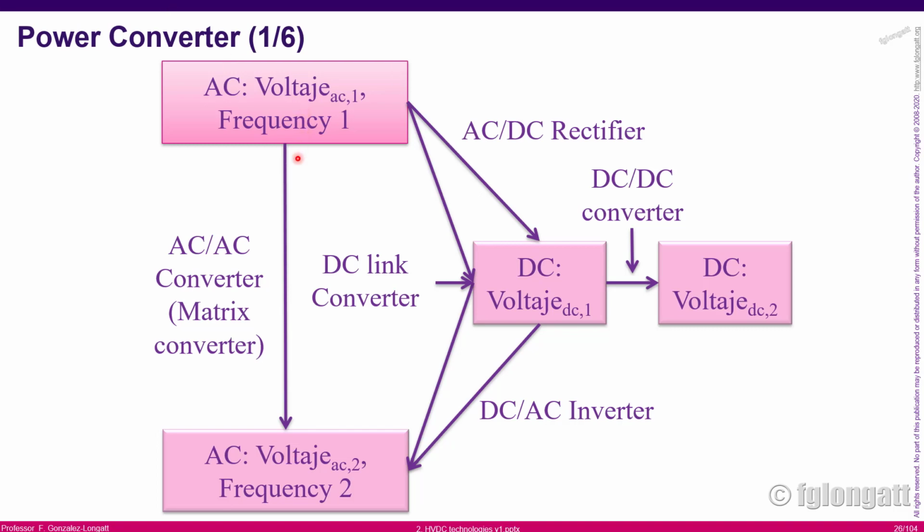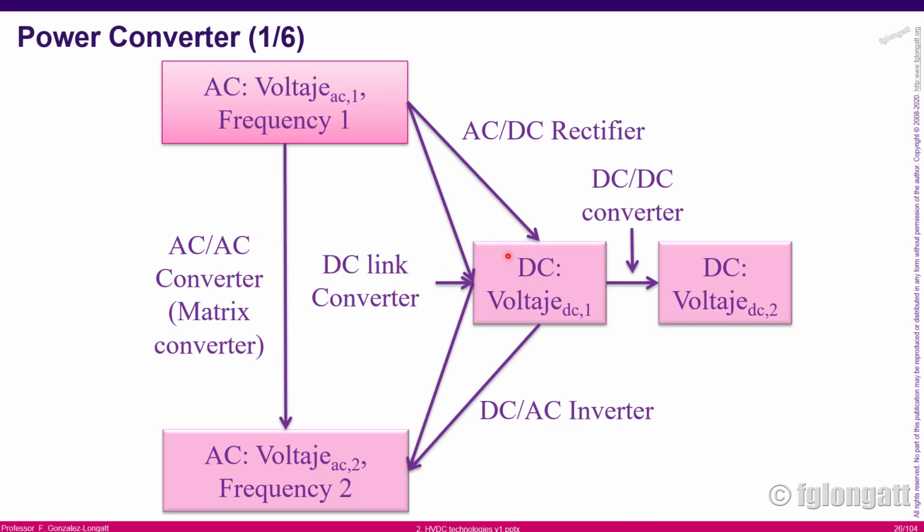Over here on the left-hand side, you can see we have one AC signal and we get another AC signal, and that is an AC-AC converter. Probably you are asking, what is the reason to have an AC-AC converter? Well, we can have one, for instance, if we want to change the frequency. If we have frequency 1 and we want to go to frequency 2, the best way to do it is a converter, a matrix converter, or what we call an AC-AC converter. A typical application is frequency changes for motors.